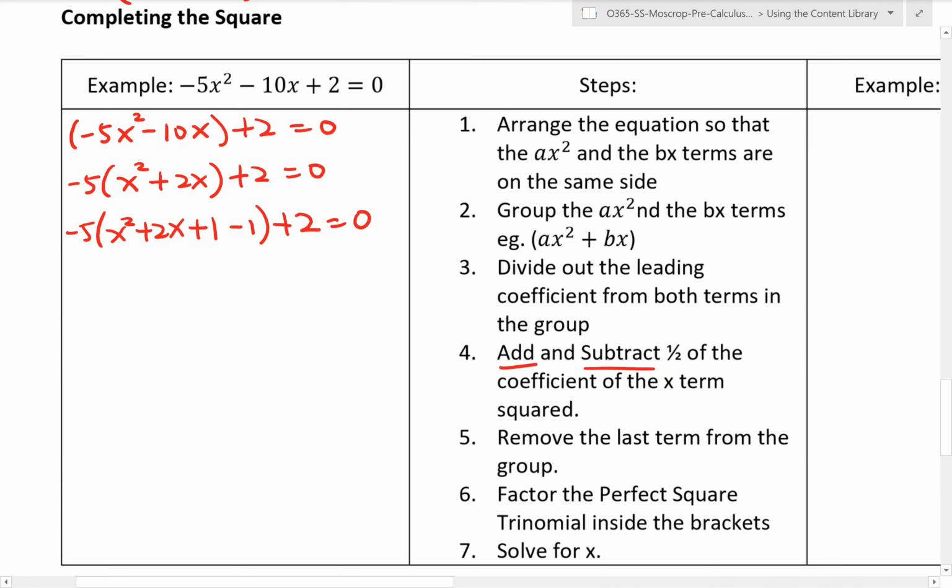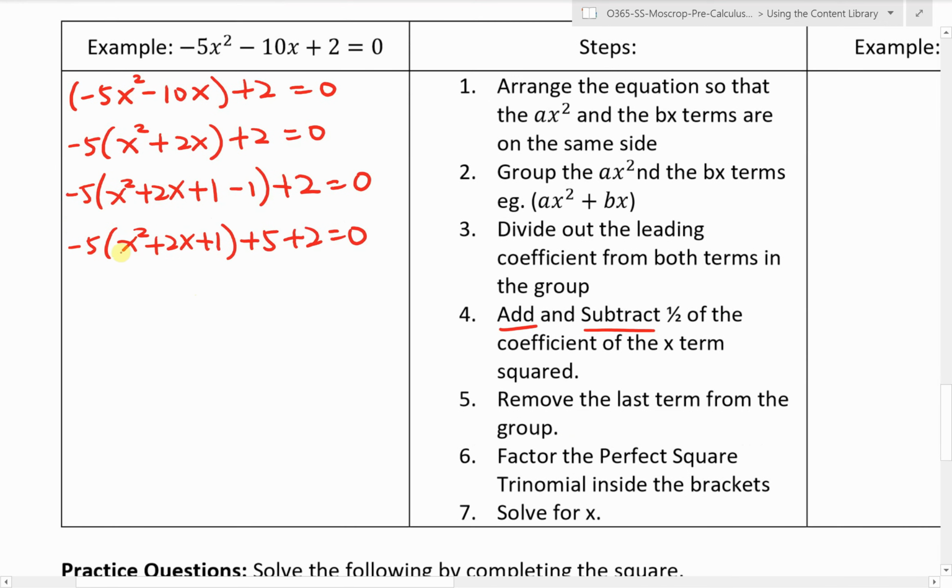Okay. Now we are going to move this -1 outside of the bracket. So then when we take it out, we need to multiply by the leading coefficient right here. So -5 times -1 is +5. Okay, and now this is actually a perfect square trinomial. This is simply x plus 1 squared.